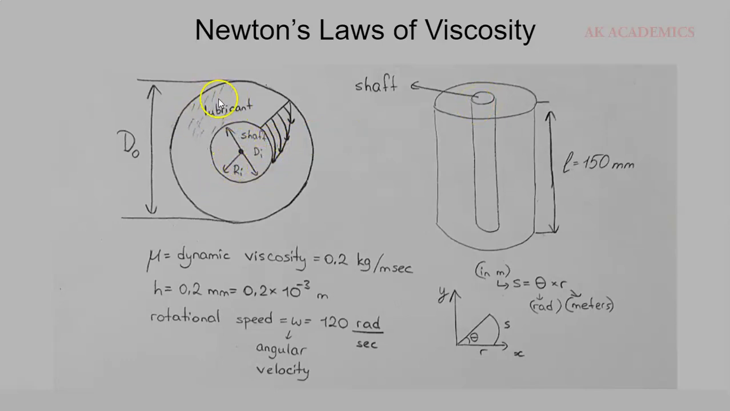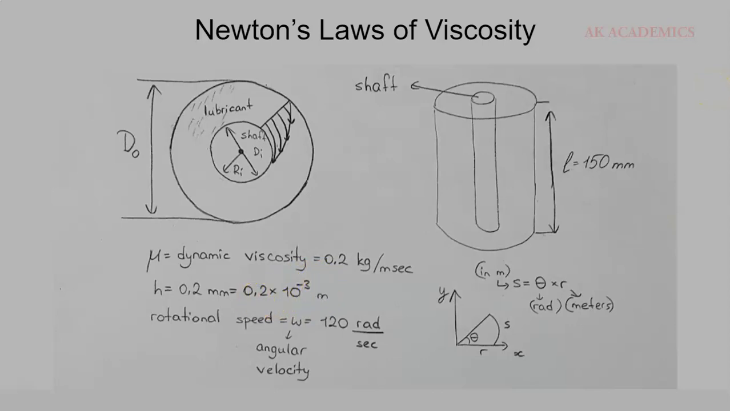We have the lubricant here, okay, and then you have d naught, which is going to be the diameter of the entire cylinder. From the question, they give us the viscosity, the dynamic or absolute viscosity. They mean the same thing, which gives us 0.2 kilogram per meter per second. We also have our h from the question, given as 0.2 millimeters, which is 0.2 times 10 raised to the power minus 3, or 2 times 10 raised to the power minus 4 meters.